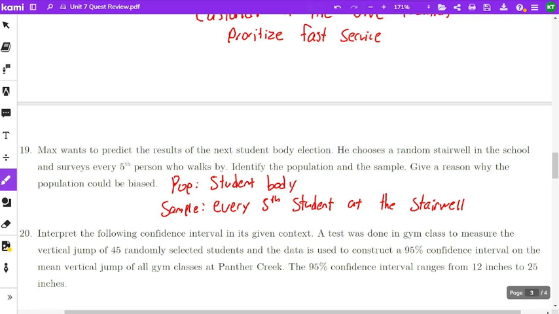Now, give the reason why the population can be biased. I'm not going to write this down because I don't feel like writing anymore for this question at least. Let's say the one stairwell that he's standing by, only seniors walk by it. So he might only be getting the opinion of every 5th senior. So that could potentially skew our results.